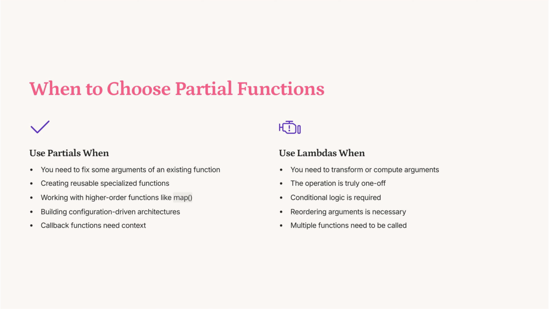Choose partial functions when you need to fix arguments of an existing function, create reusable specialized functions, or work with higher-order functions like map. They are ideal for building configuration-driven architectures and providing context in callback functions. Opt for lambdas when transforming or computing arguments, requiring conditional logic, or reordering arguments.